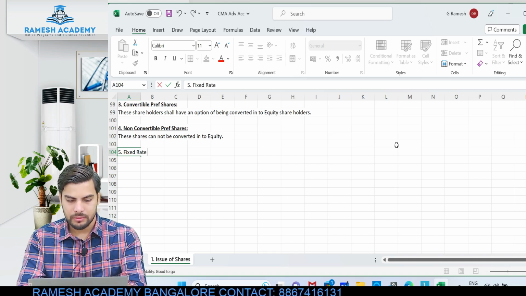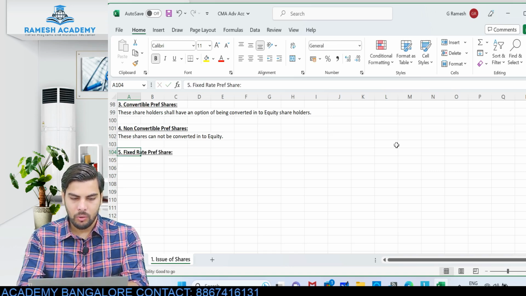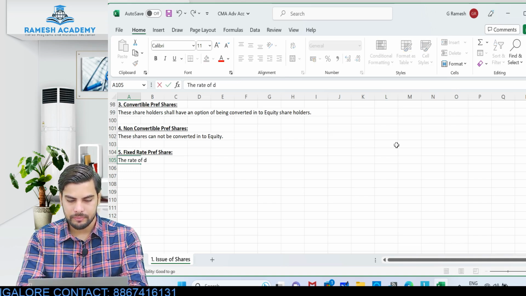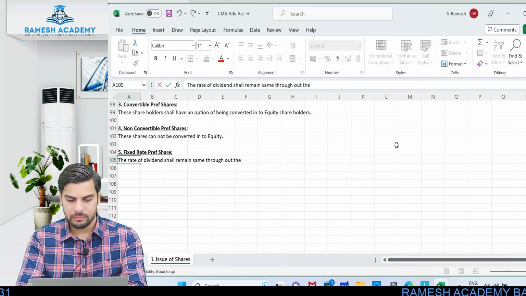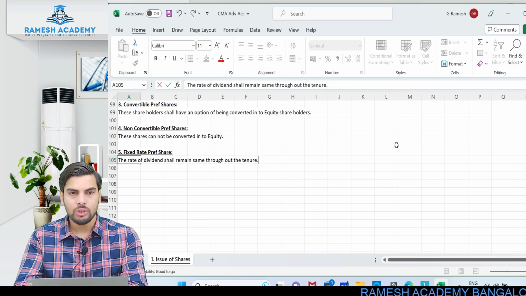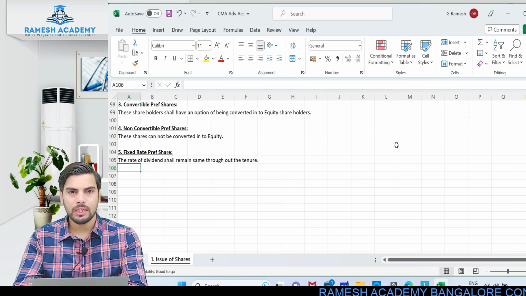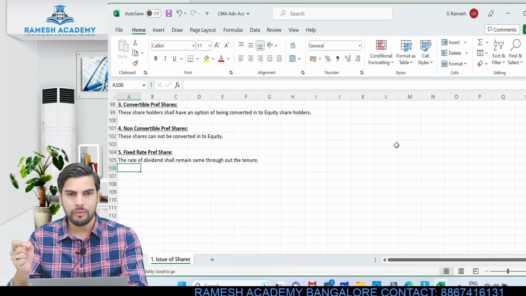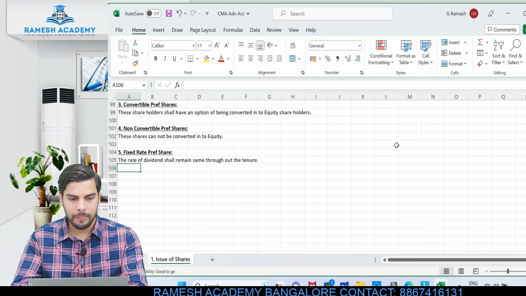Fixed rate preference share. Now what happens in case of fixed rate preference shares? The rate of dividend shall remain the same throughout the tenure. Whatever is the tenure of redemption, initially the company would have decided that these particular preference shares will be redeemable after 20 years. So till this tenure of 20 years, is the rate of dividend going to change? No, it's going to remain the same.